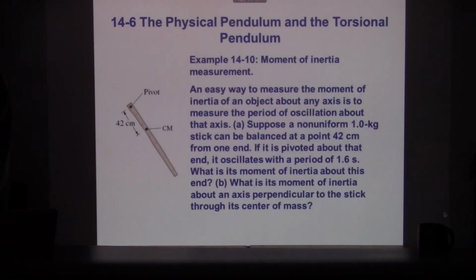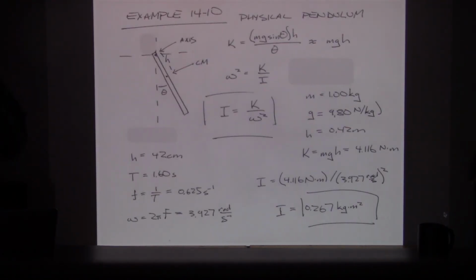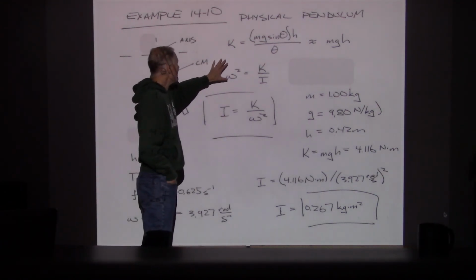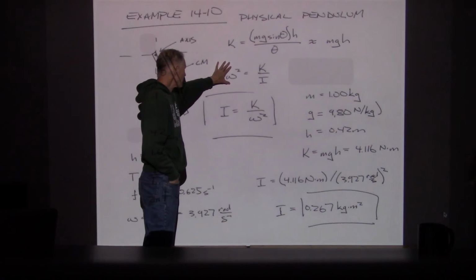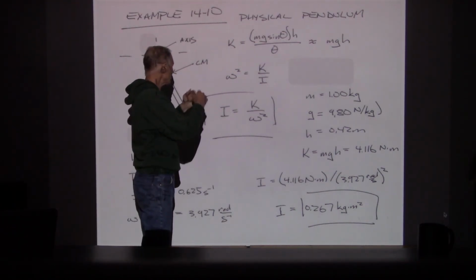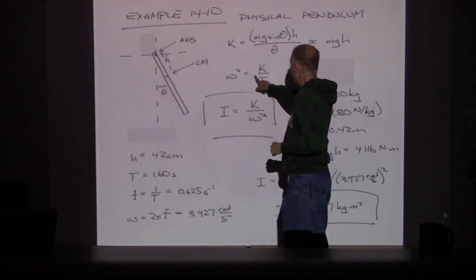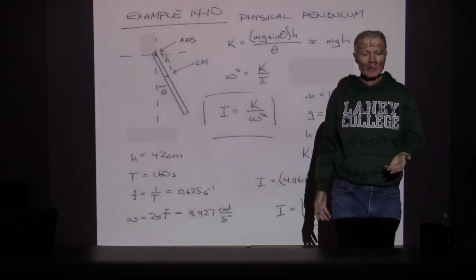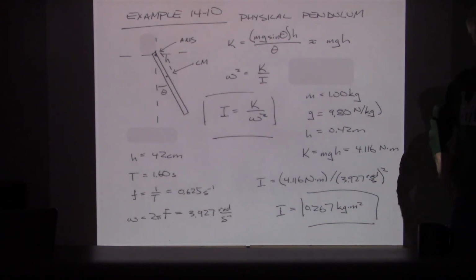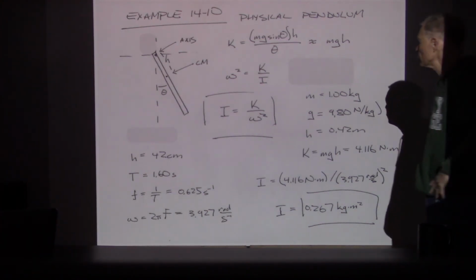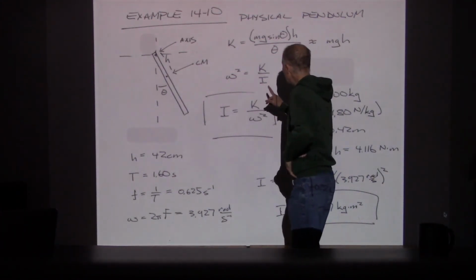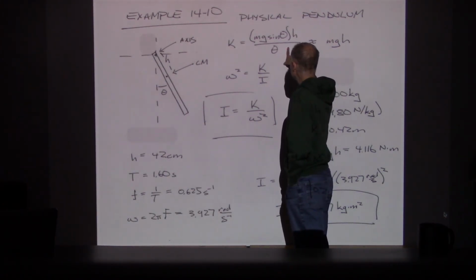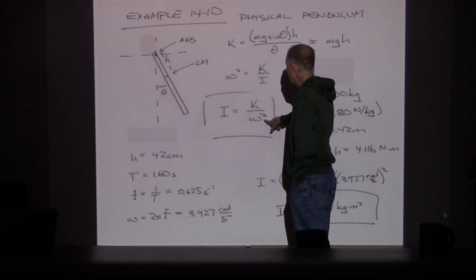Okay, let's see how this is going to play out. This is the formula that we derived for frequency. We're going to flip that around and use that formula to solve for the rotational inertia. It's a funny shaped object, so let's figure out what its rotational inertia is by determining its k value, its torque constant, and dividing through by the frequency.